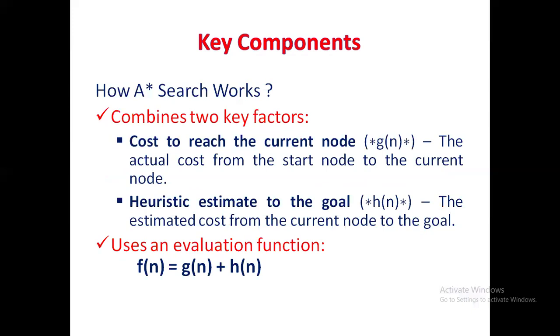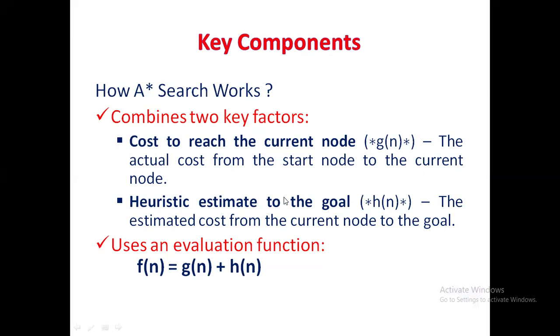And what are all the key concepts of A star search and how A star search works? We see this A star search working condition in this slide. A star search relies on two fundamental components to find optimal path. The first one is cost to reach the current node G of n. This represents the actual accumulated cost from the start node to the current node. It ensures that the algorithm accounts for real distances or costs.